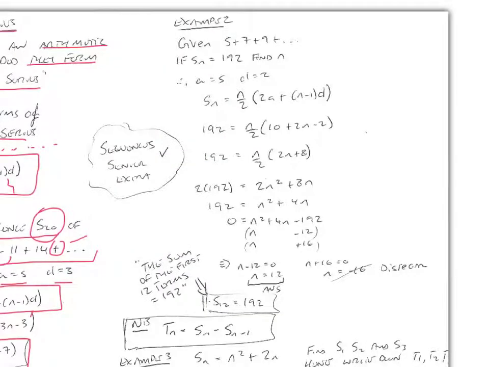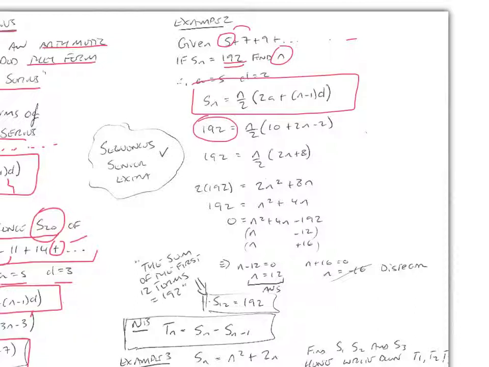Second example: given the arithmetic series 5 plus 7 plus 9 and so on, if the sum to n terms is 192, if I added n terms, I got 192, how many terms have I added? What is n? Well, we know a is 5, d, the common difference, is 2. We have our formula, the sum to n terms is given by n over 2, all of that. So we plug in, we know what our sum is, we've been told what that is, we're looking for n.